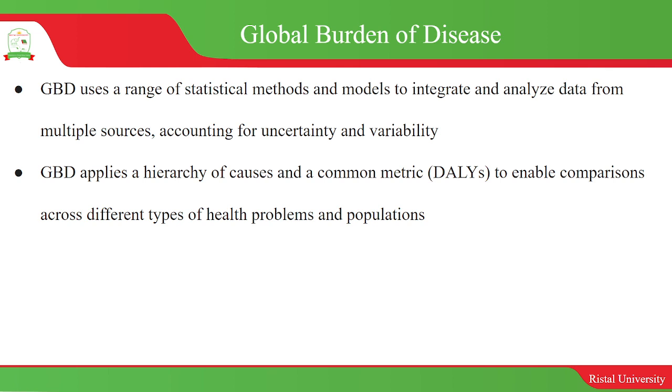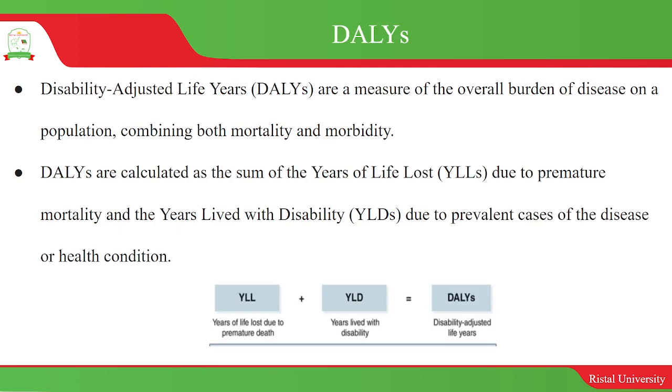So the global burden of disease uses one metric which we shall actually focus on, which is it uses the hierarchy of causes and then a common metric called the DALY, disability adjusted life years, DALY, or DALYs in plural. So this DALY is what is commonly used in comparing the disease problems across different countries, different regions, or different continents. So we are going to look at what it is.